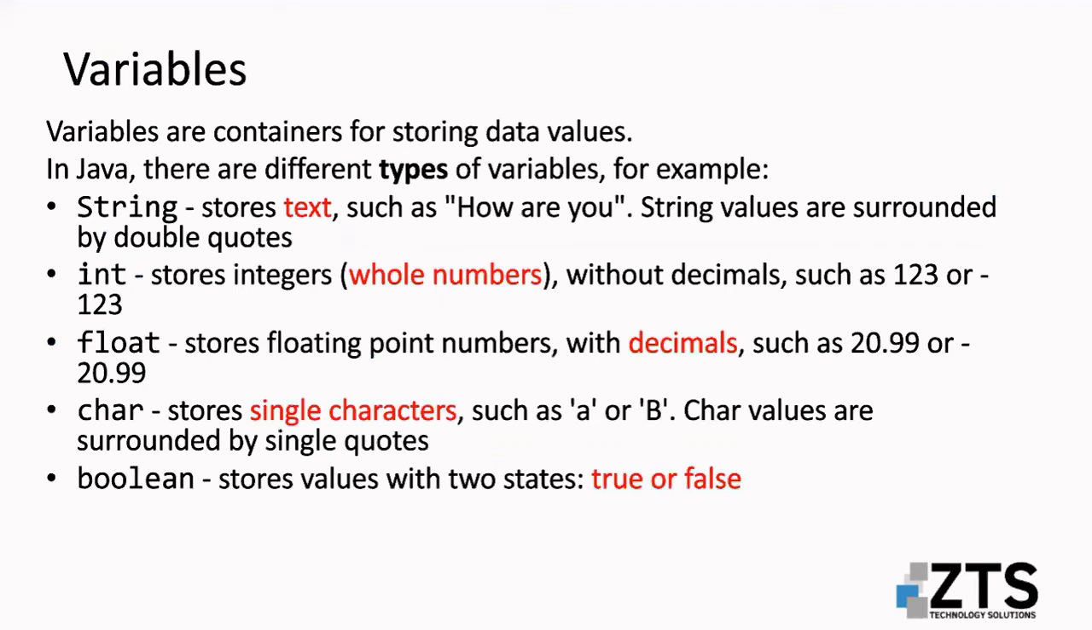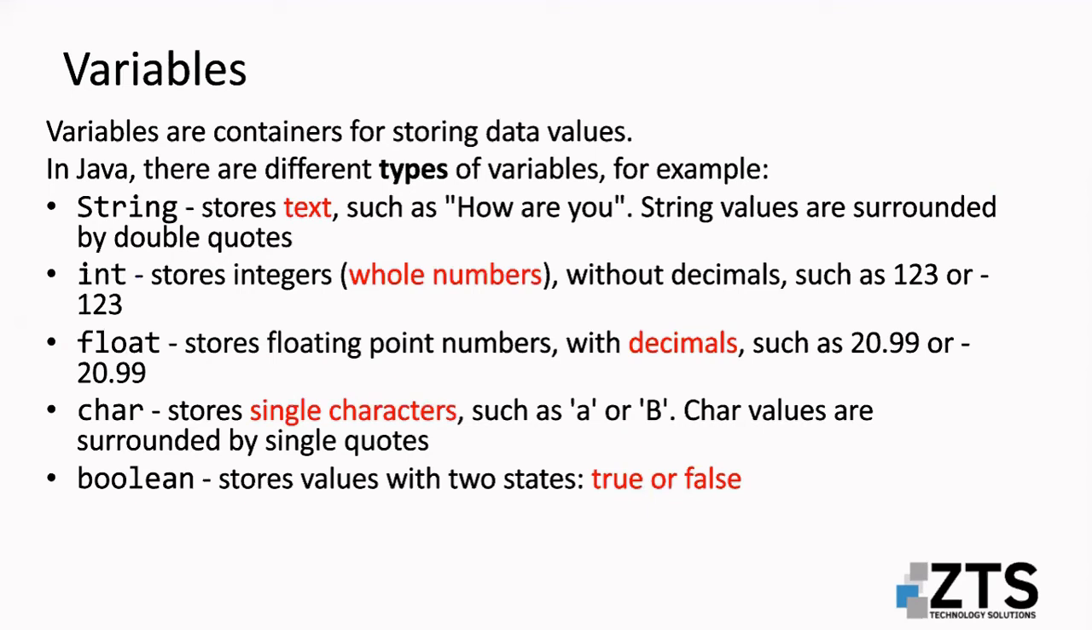Now we see variables. What is a variable and what are the primary data types of variable normally used in Java? Variables are containers for storing data values. In Java, there are different types of variables like string, integer, float, character. So string normally stores text for our variable, such as in the previous program you saw, Hi, welcome to the ZTS Technology Solution. We printed it out, mentioned in double quotes.